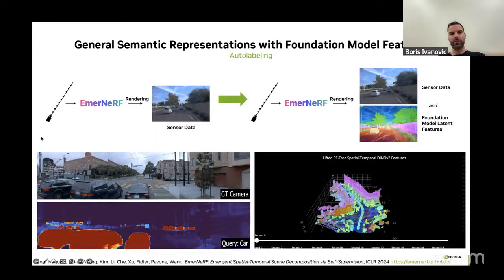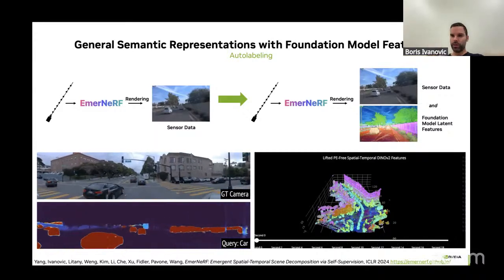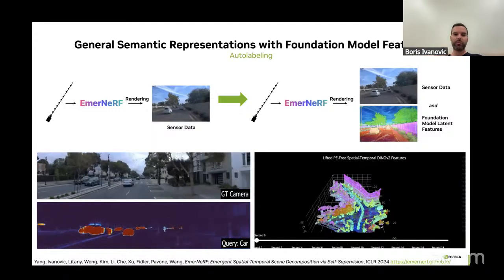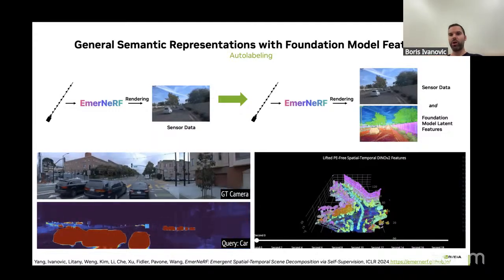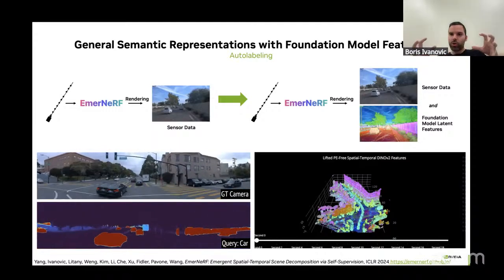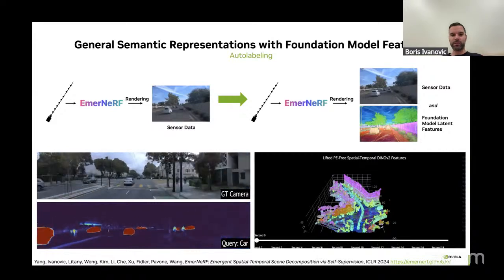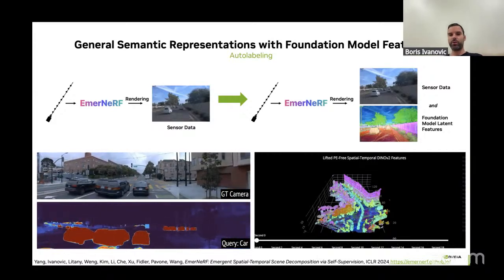So on the bottom left here, I'll show an example of where we distilled clip features, which is a model that's been trained to align language with images. And what you can see is when we query in text for cars, you're able to immediately get this very powerful auto labeling capability out of the box in the NERF. And you can see that all cars, all pixels related to cars, are actually lighting up as matching this query.